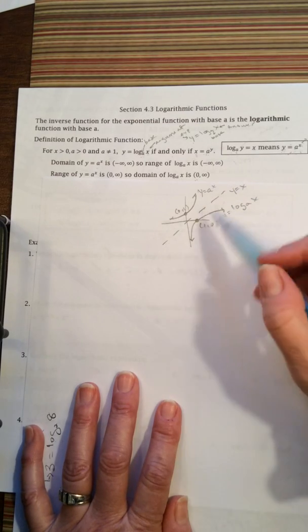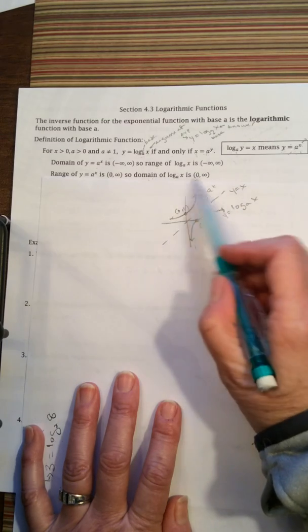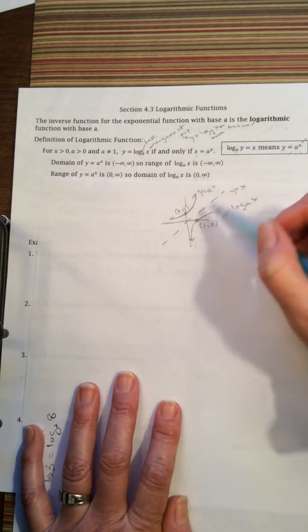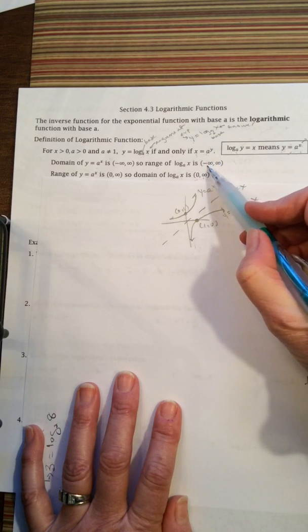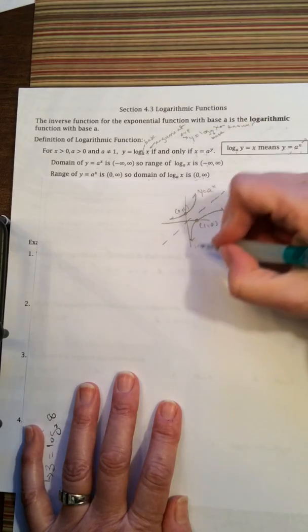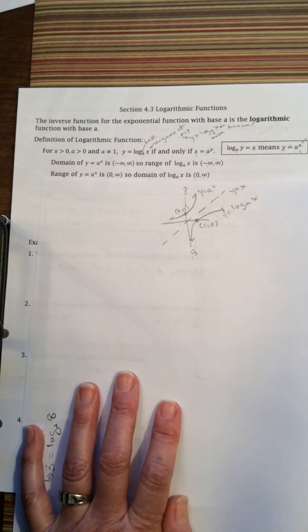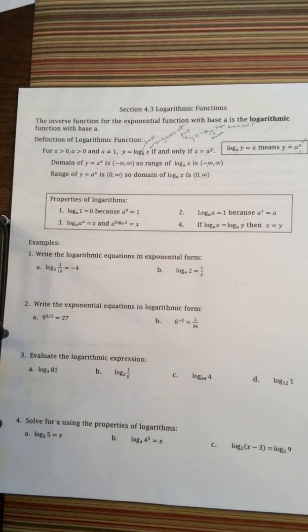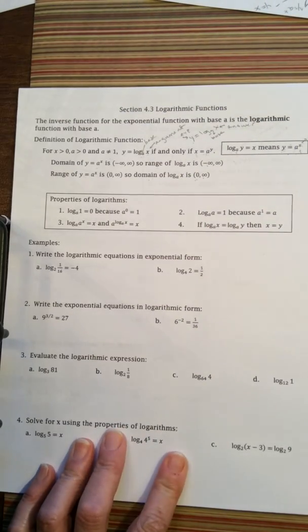And that means that I'm only going to put positive values into it. The domain is only positive values. But all different y values can come out of it. The range is all values from negative infinity to positive infinity. Remember, range, you sort of turn your head and look at the y-axis. So this is our new function that we're going to be using. And there are some properties of it.